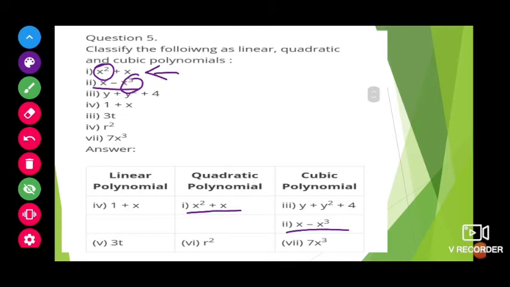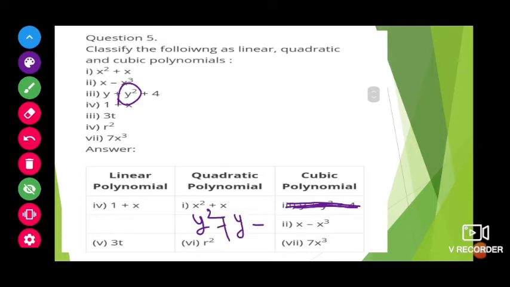Okay, next one is y plus y square plus 4. So the maximum degree is 2. Where we have to write? Under quadratic polynomial. Not here. It should be under here. Y square plus y plus 4. By mistake it is there. It's not here. So based on that, the remaining 3 you will refer. No? Please refer it.